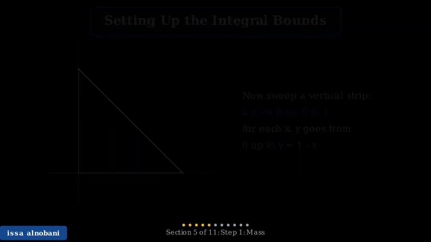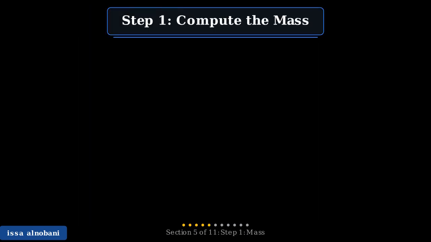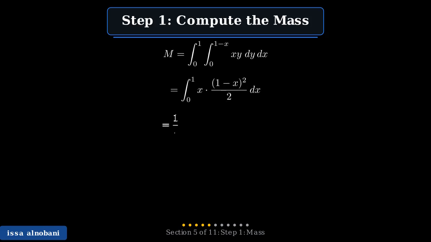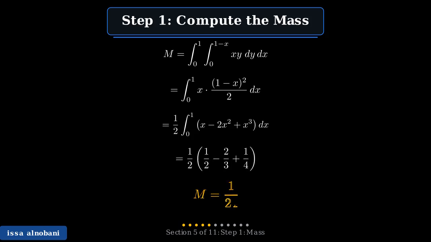Let's compute the mass first. We integrate xy over the triangle, with x from 0 to 1, and for each x, y from 0 to 1 − x. Integrating with respect to y first gives x(1 − x)² over 2. Then integrating with respect to x, using the binomial expansion, gives a final mass of 1/24.